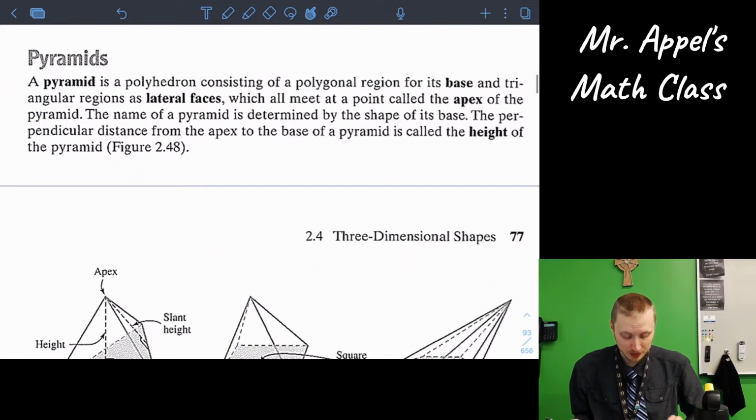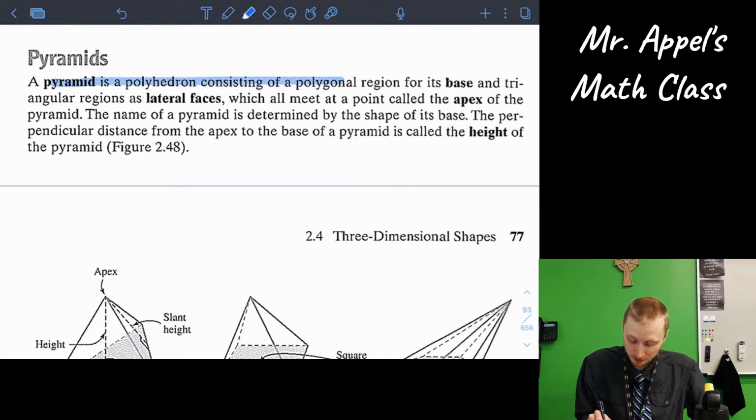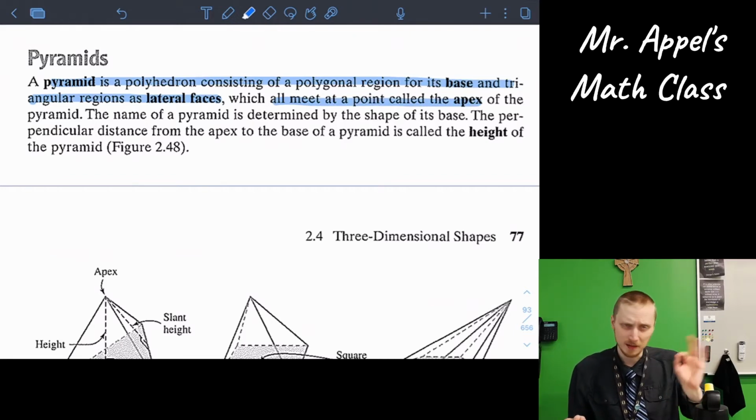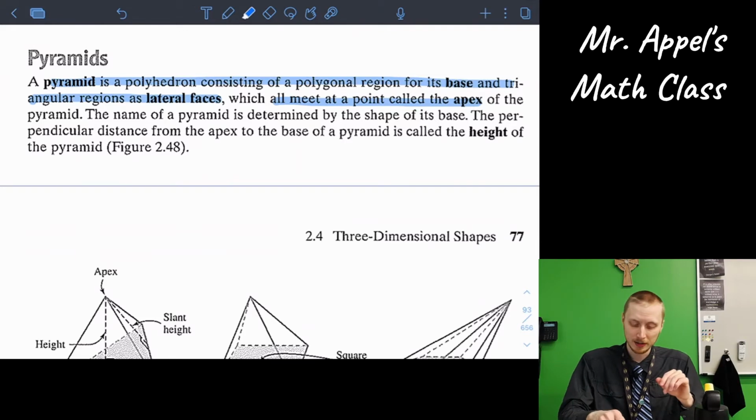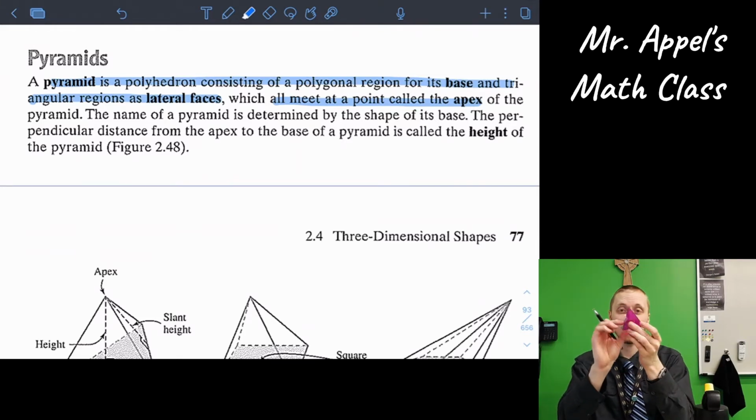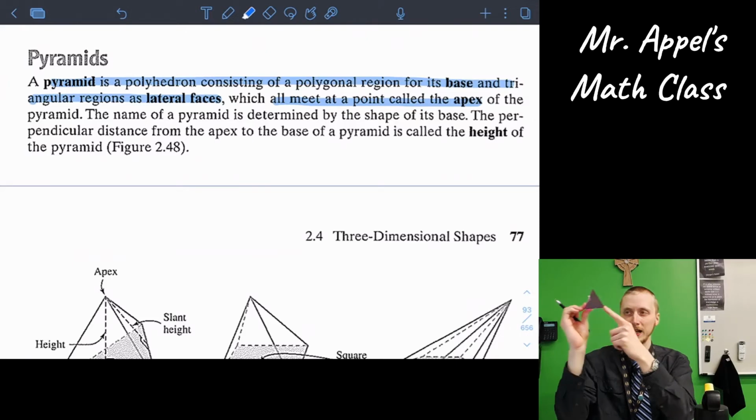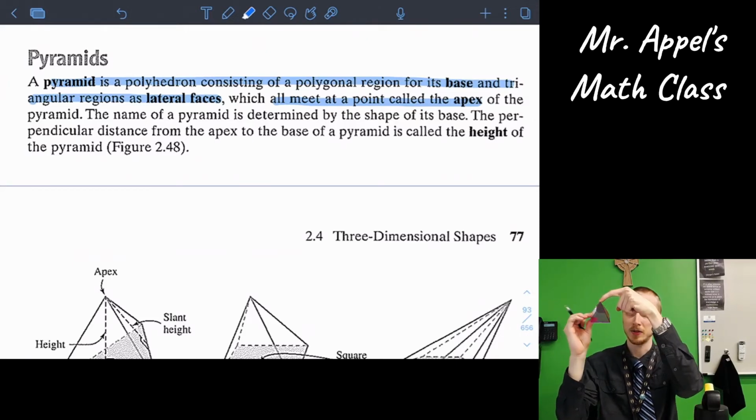All right. Next up, pyramids. A pyramid is a polyhedron consisting of a polygonal region for its base and triangular regions as lateral faces. Polygon as the base and triangles as the lateral faces, which all meet at a point called the apex of the pyramid. Sometimes this is called the vertex. But that can get confusing because every corner where faces meet is a vertex, but we want the best vertex of all of them called the apex.